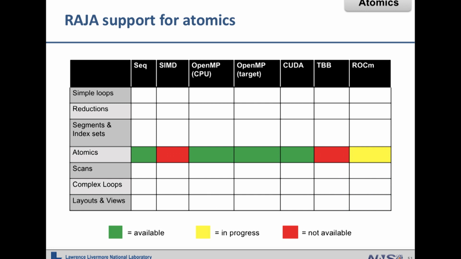So on our little traffic light chart, we have atomics working on sequential, OpenMP and CUDA backends. They're not available for SIMD or for Intel TBB, and they're a work in progress right now for the AMD ROCm backend.